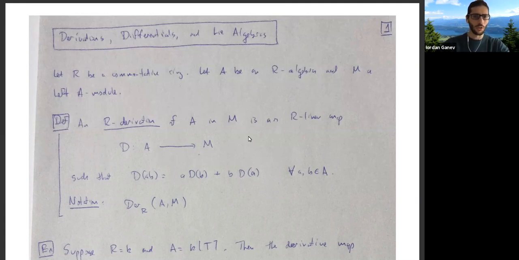Okay, so we have a notion of a derivation. So if we have a commutative ring and an algebra over that commutative ring, and a module for that algebra, then a derivation is an R-linear map from A to the module that satisfies the Leibniz rule. So if we have a product of elements in A, we have this relation. So dB and dA both live in the module, and we act on them. So this juxtaposition here is acting of A on M.